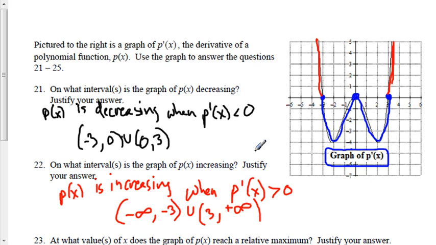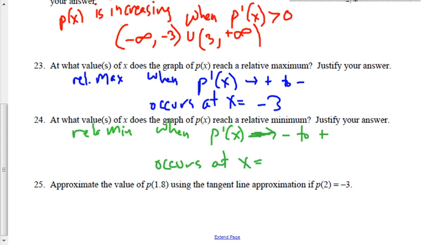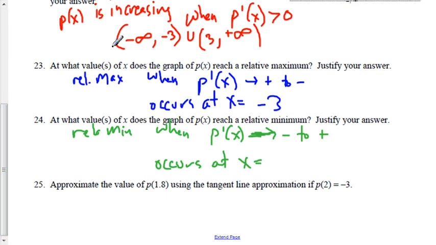Okay? And now, when does it reach a relative max? When does it reach a relative min? Okay, where's the relative max? It occurs when the derivative changes from positive to negative, and in this case it's going to occur at -3. And let's look at what that looks like on the graph. So again, this is the graph of the derivative. Up here it's positive, and then we cross the 0 and it goes into negative. Therefore that's going to be a maximum value in our original function.